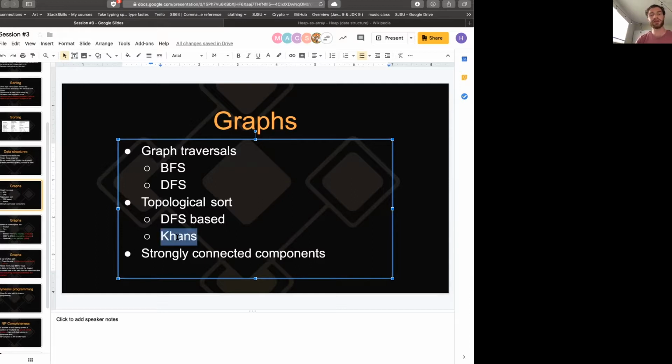Then also there was Kahn's algorithm. Kahn's algorithm was not in the book. I looked for it for a good 5 minutes. I wasn't able to find it. It's in the videos.